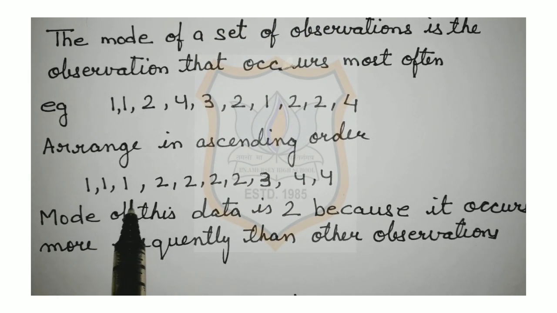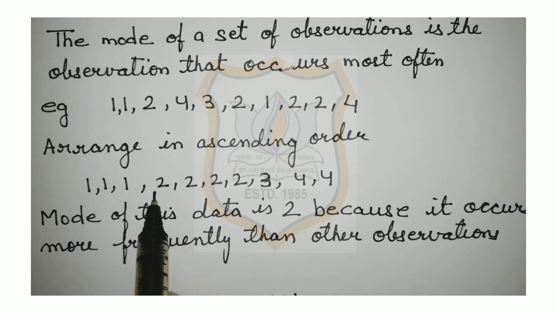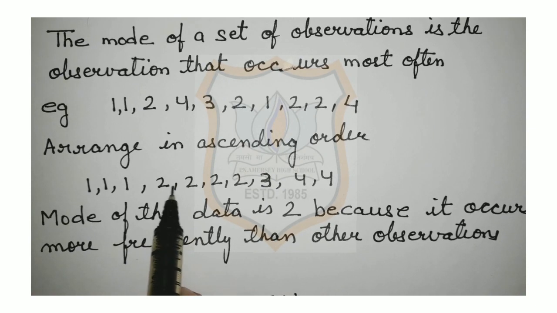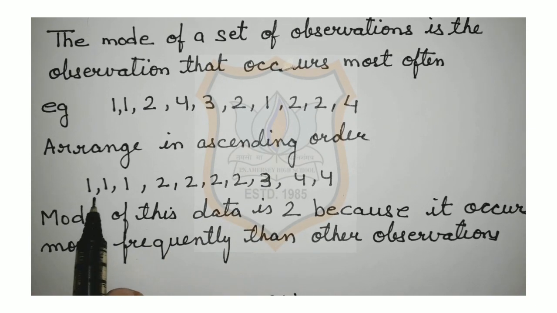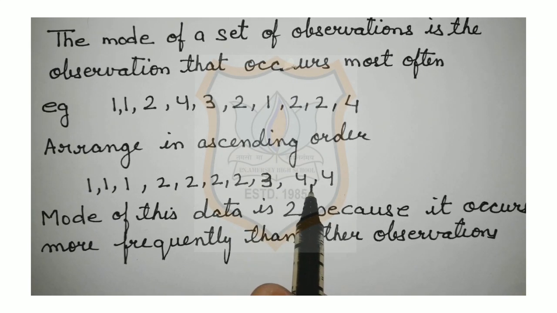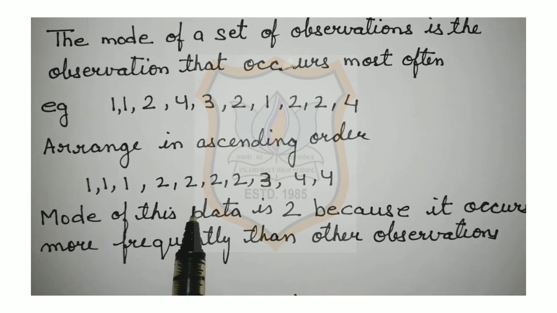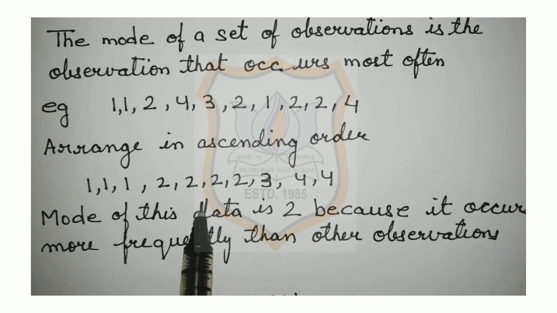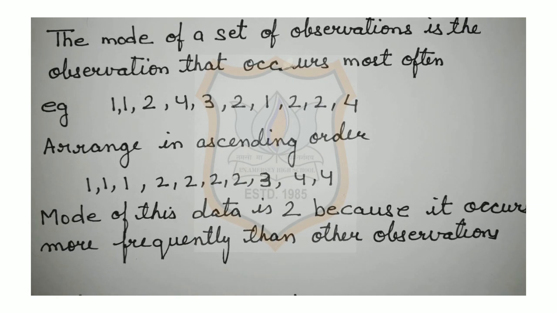It is occurring 4 times. See, 2 is occurring 4 times. 1 is occurring 3 times, 3 is occurring only 1 time, and 4 is occurring 2 times. So, 2 is occurring most often. So, the mode of this data is 2, because it occurs more frequently than other observations.